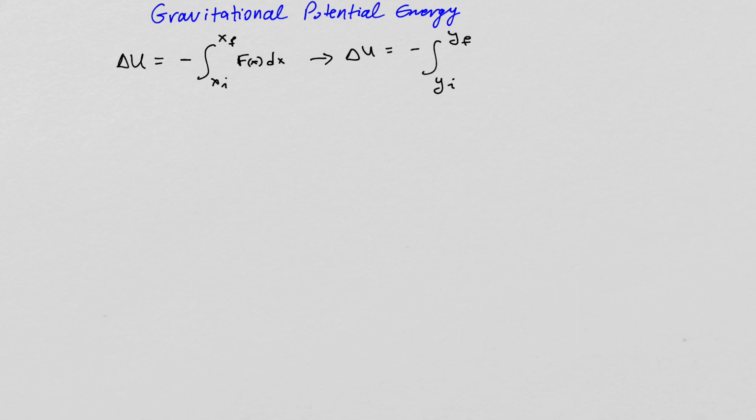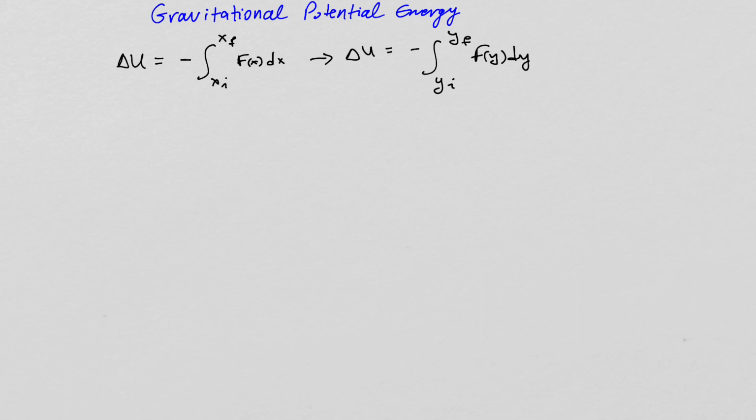Let's calculate the expression for the gravitational potential energy using the formulas from the previous slide. So the general relationship between the change in potential energy and force is given by this integral here. Since I'm going to discuss gravitational potential energy, I will change the variables from x to y since we have vertical motion. Then the expression becomes delta U is equal to minus an integral from y initial to y final, F of y dy.